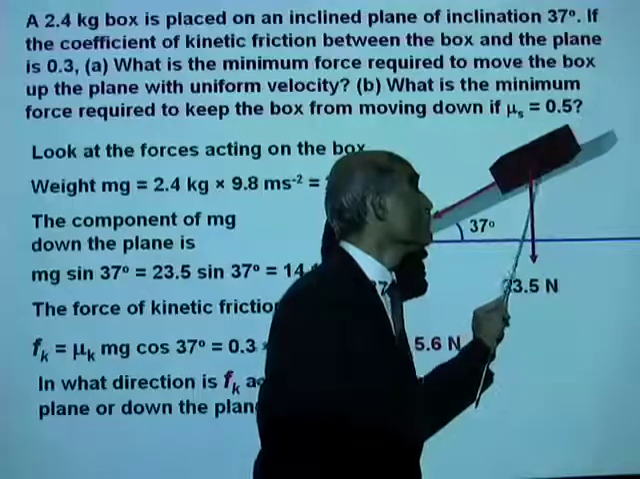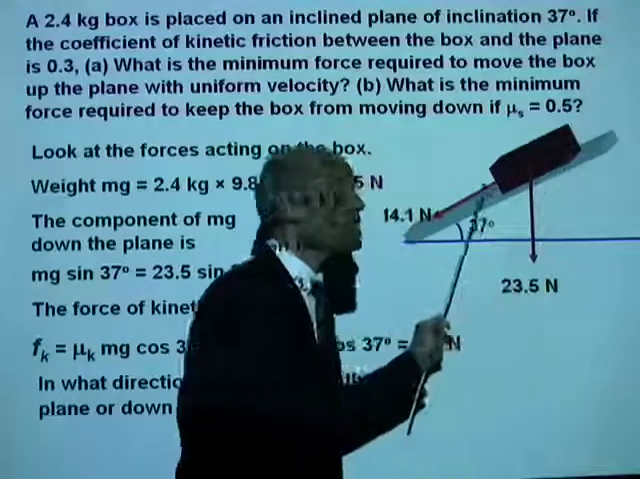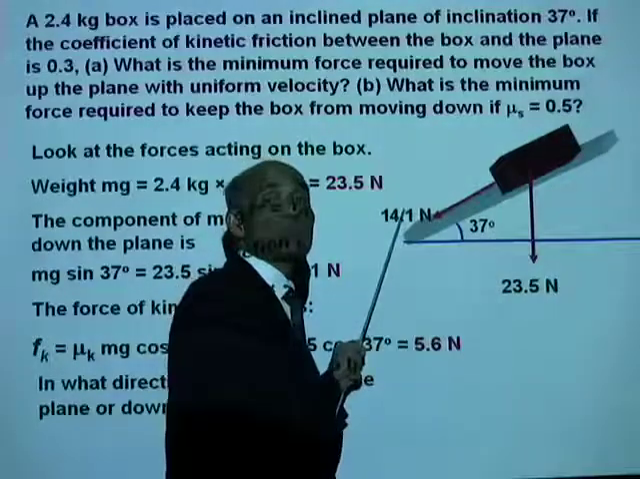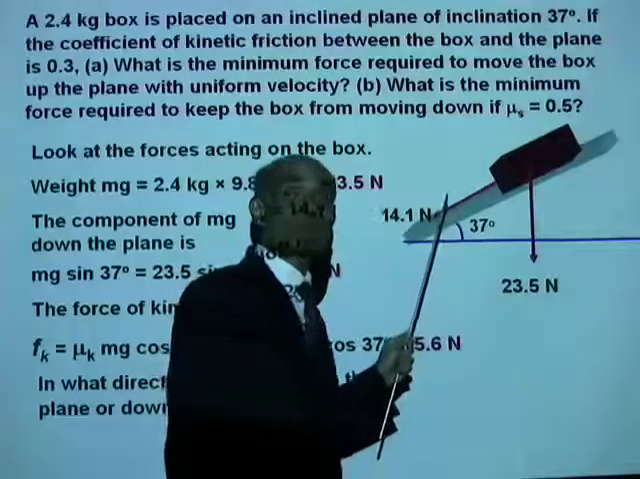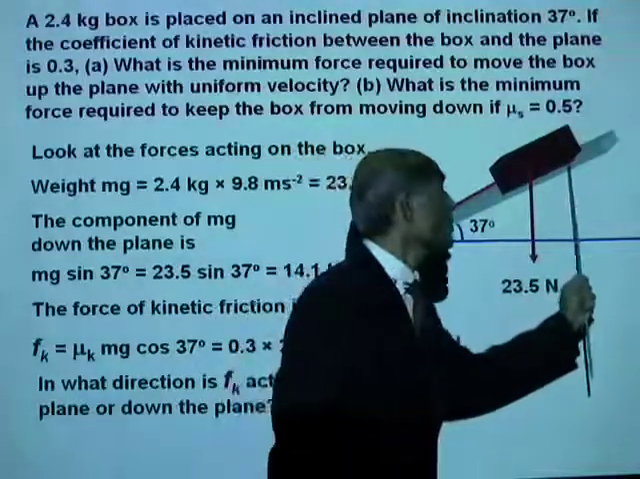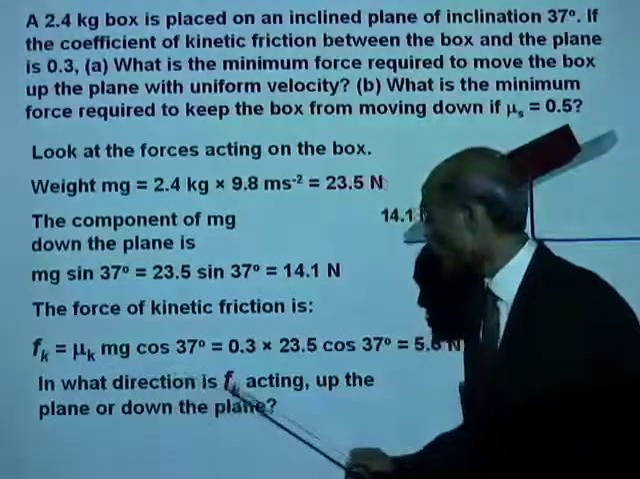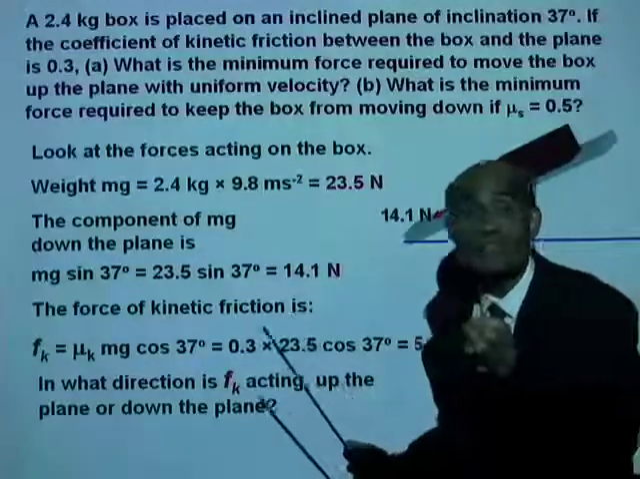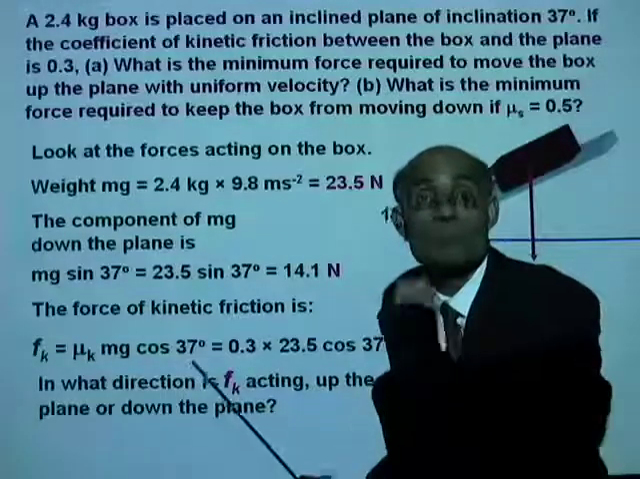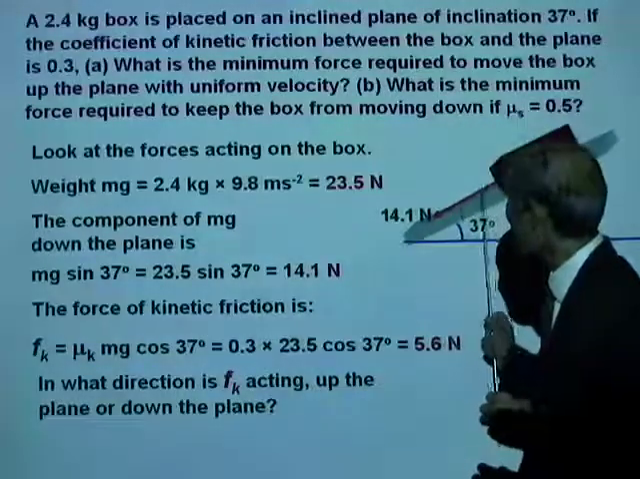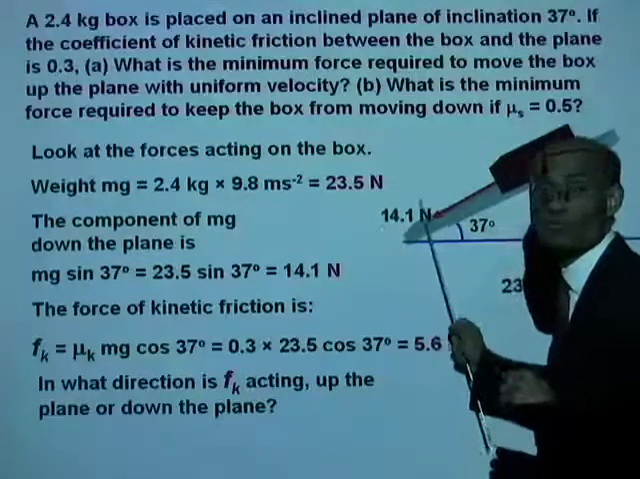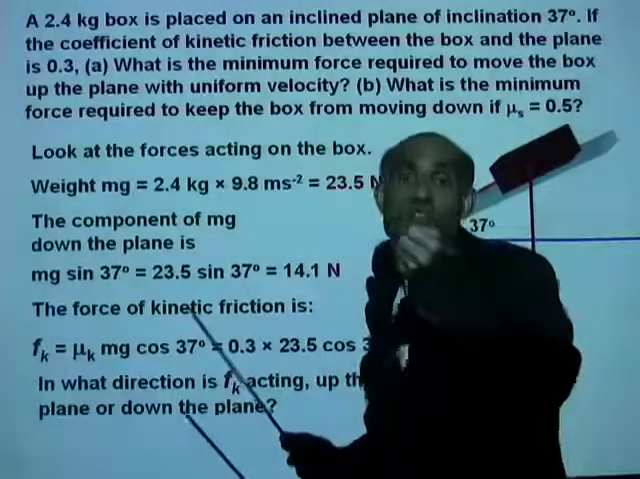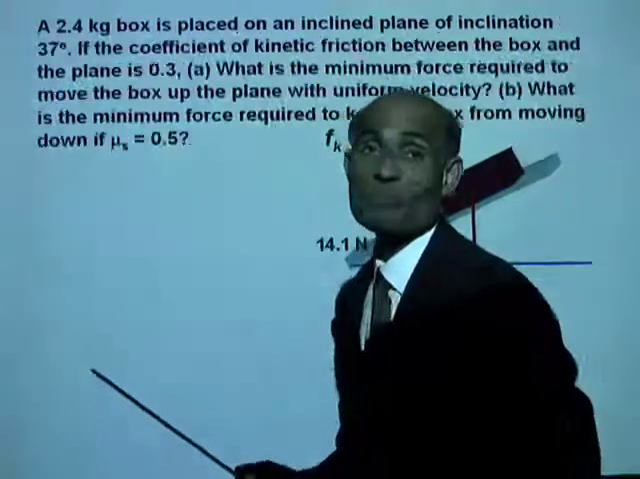Alright, when you move the box up the plane, what are the downward forces? Well, mg sine theta always acts down the plane. That will be always downward. And now, because you are moving the box up the plane, this frictional force Fk equal to 5.6 Newton is also acting down the plane. It is opposing the upward motion. So the total force now acting down the plane is 14.1 plus 5.6. And in order to balance that, you need to apply the same amount of force upward.